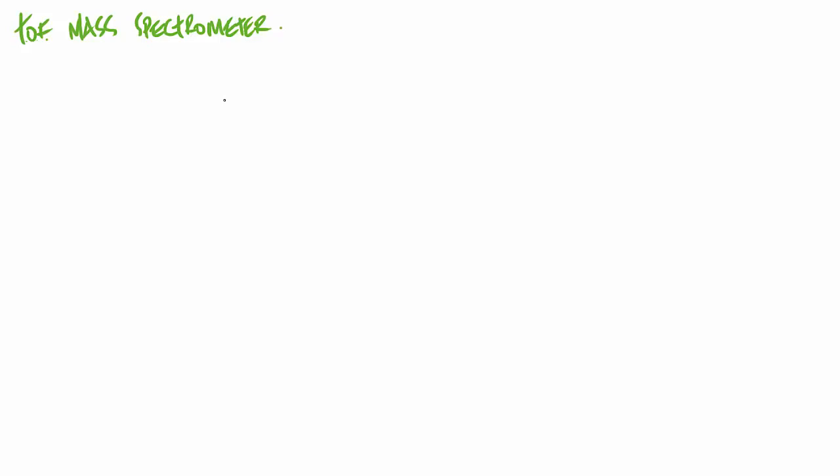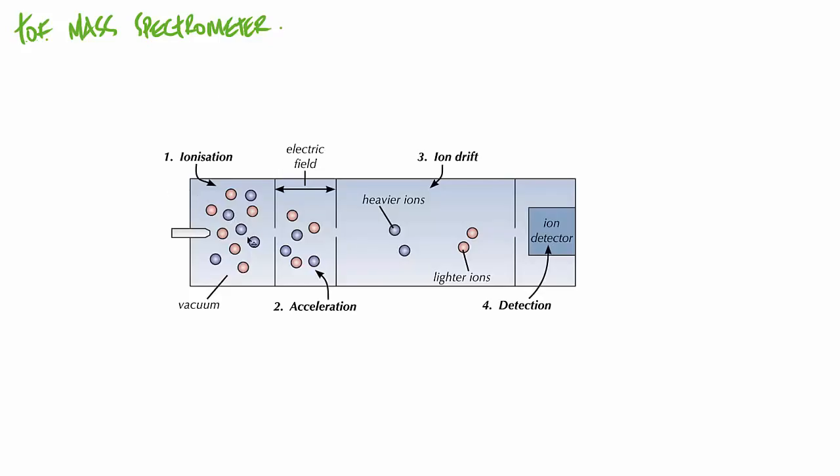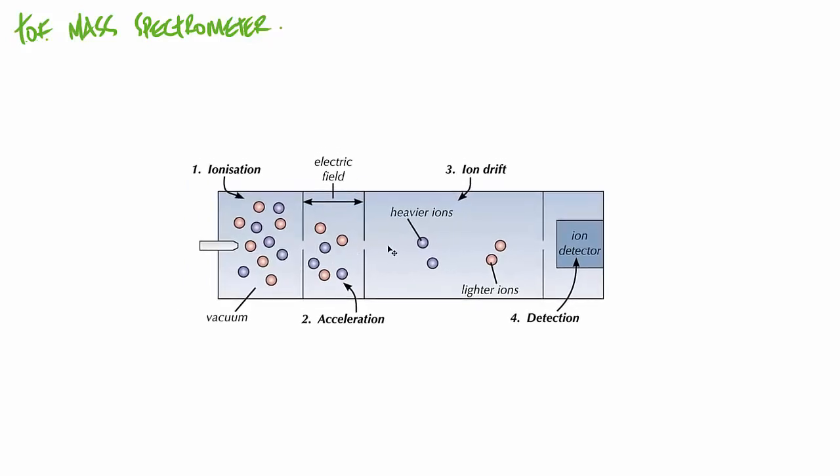So this is what the time of flight mass spectrometer looks like. You can see it's a long tube type thing, and it consists of four key areas. The whole thing's a vacuum because you want the sample to pass through without any hindrance. The four key areas are an ionisation portion, an acceleration, an ion drift stage, and detection.